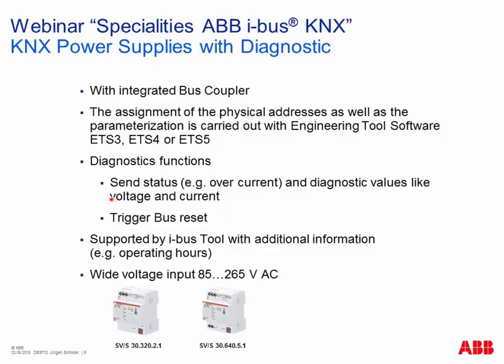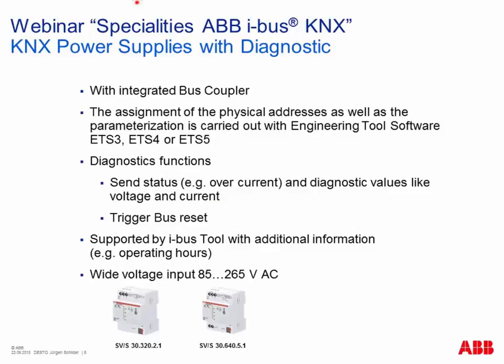Plus, if you want, you can also trigger a bus reset. This means from a bus, from any sensor, from the visualization, from the ETS, you can reset a line behind, so you don't have to walk to the distribution board and do this manually by any button or by removing the bus connection terminal.